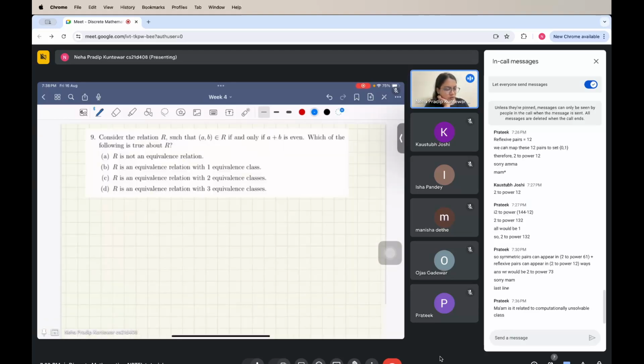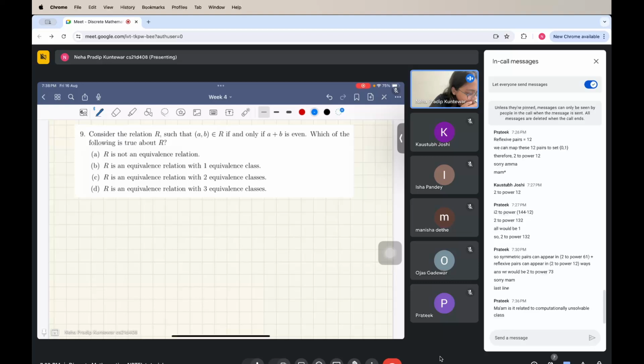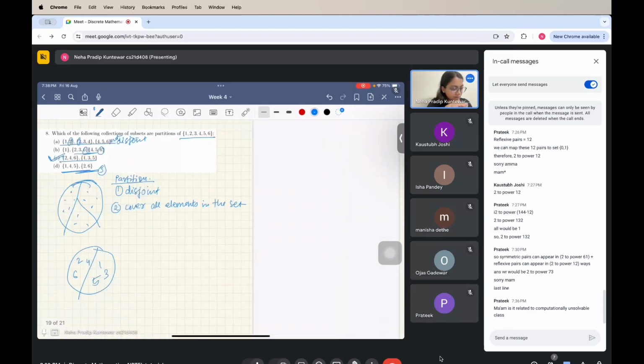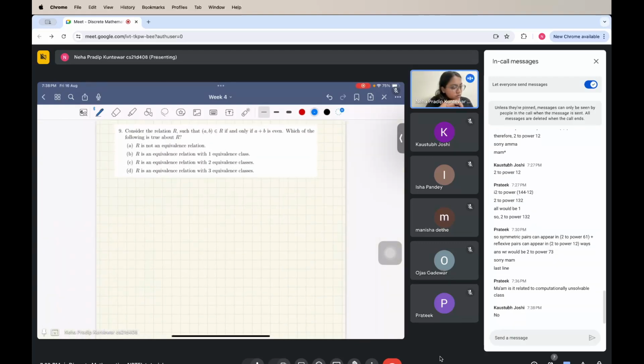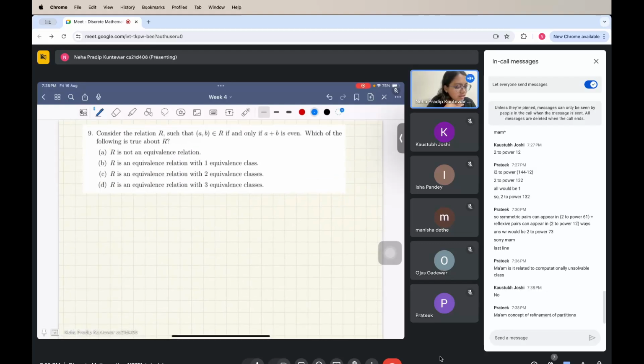I'll move on to the next question, unless there are any questions about this problem. The question is that you are given this relation which says that a and b are related if and only if the sum is even. I'll quickly recall what an equivalence relation is.